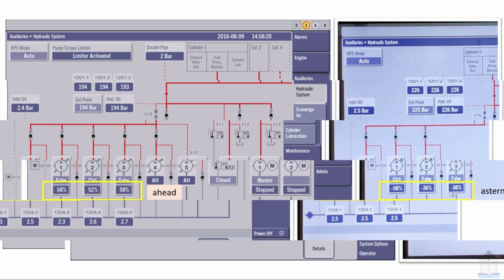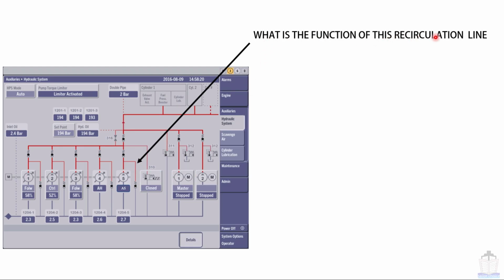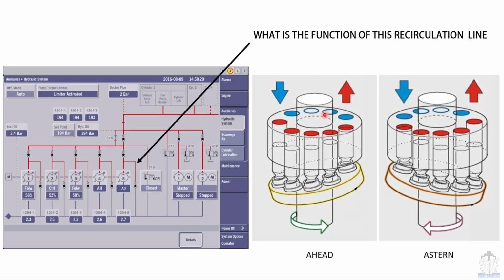Now next, as you know that this is the discharge line and this one is suction line, but why has this line been given? So we are going to talk about the same. What is the function of this recirculation line? As you also know that irrespective of direction of rotation of the engine, this swash plate pump's suction and discharge port remain the same, and that is maintained by this swash plate cam orientation.